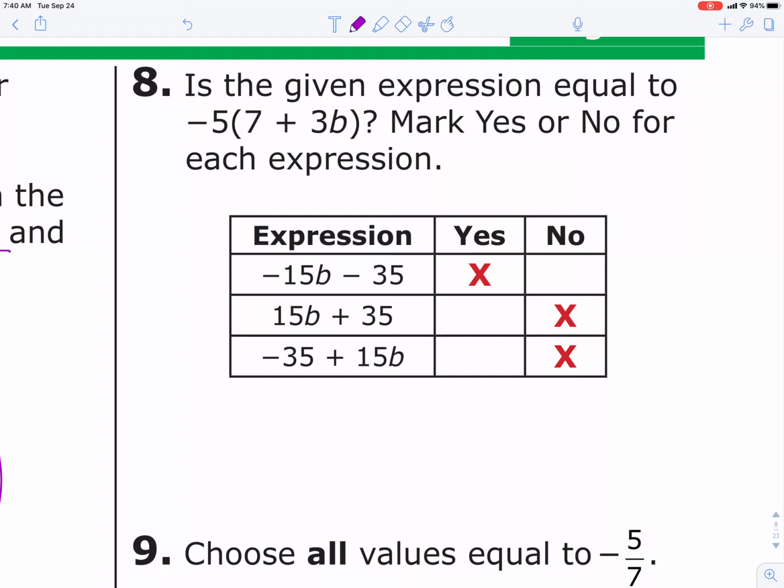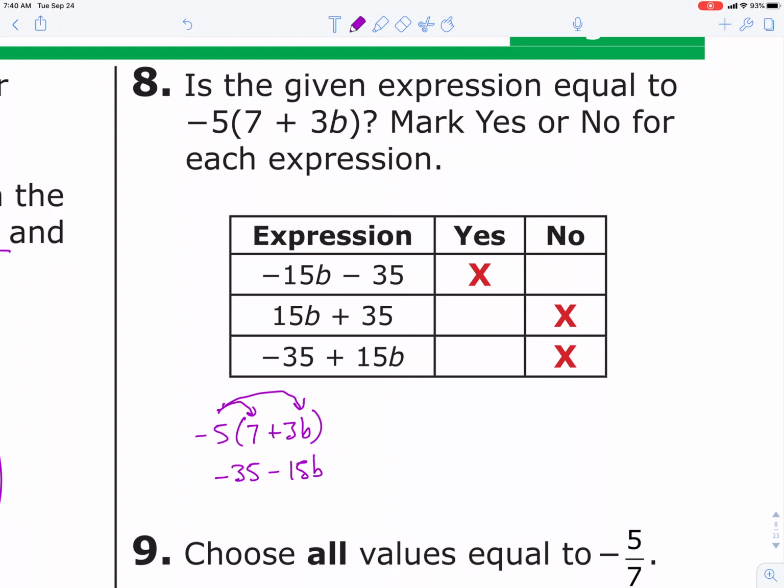This is kind of like if you bring candy to school and your teacher tells you better be brought enough for everybody. Well, what do you do? You got to give some to everybody in the classroom. So you multiply both of them. Remember, a -5 times a +7, a negative times a positive is going to give me a -35. And again, a negative times a positive gives me a -15b.